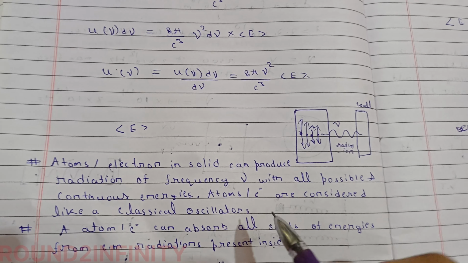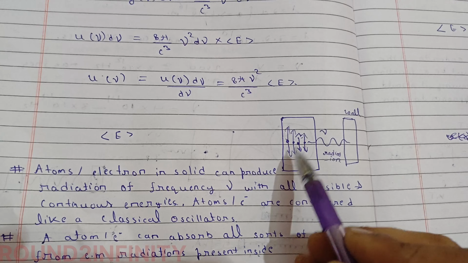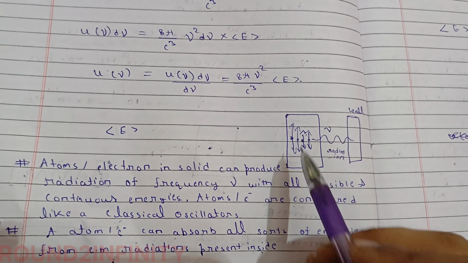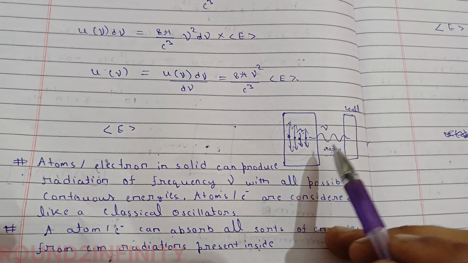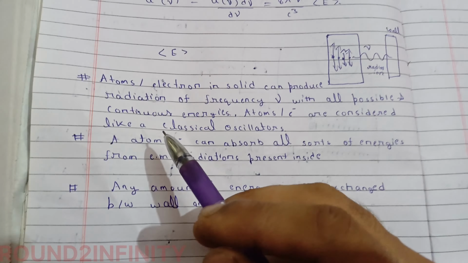Okay, if this is your first ball and this is your second ball, then all possible frequencies will be produced by the first ball, and all possible energies will be produced with the oscillation, because this is continuous. All possible energies will be absorbed by the second ball, because this is continuous. So these are the assumptions.